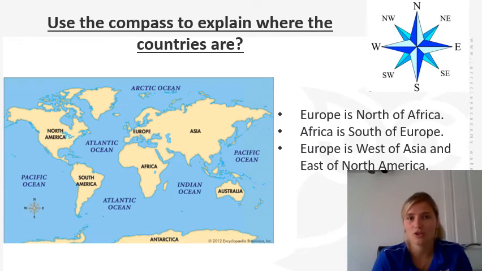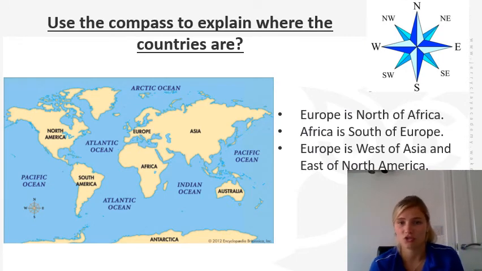So I'd like you to use the compass to explain where each country is. So for example, I've given you 3 examples there. You can use these 3, or you can come up with your own. You can also expand the sentences to write more than one fact in each one. So for example, if you point to Europe, we would say Europe is north of Africa because it is above Africa. So use the compass to help you.